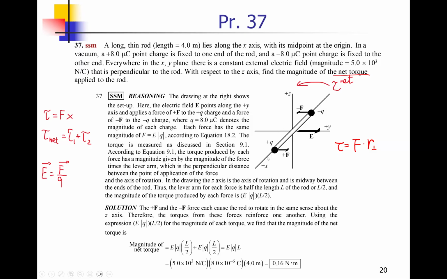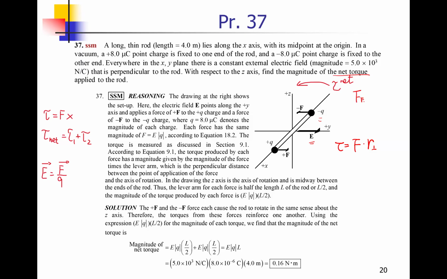Everywhere in the xy plane, there is a constant external electric field. So we have an electric field perpendicular to the rod, along the y-axis. With respect to the z-axis, find the magnitude of the net torque. One thing you have to know is that we have an electric field and we have charge here. You have to understand the electric force.